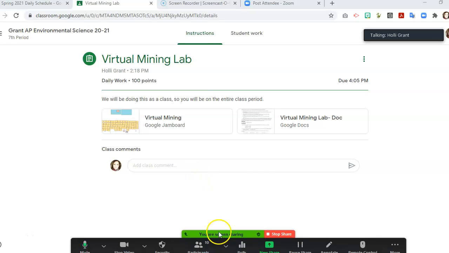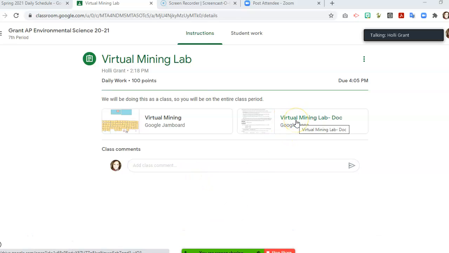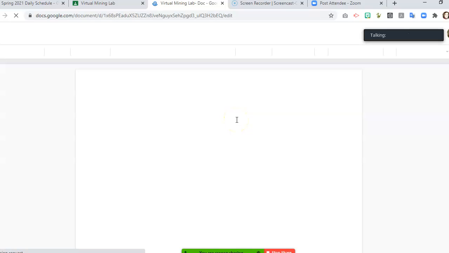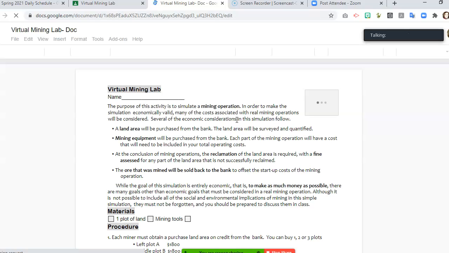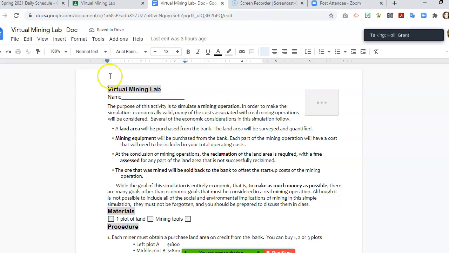Okay, so the first thing that you guys need to do is open up the virtual mining lab document. Most of you, when you get this assignment, it's going to give your name, but if you guys will go ahead and type your name in the open spot.